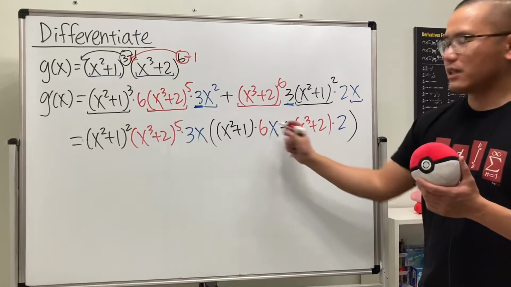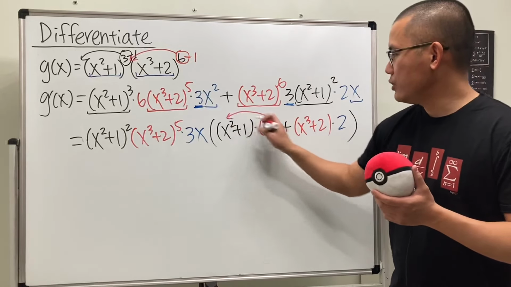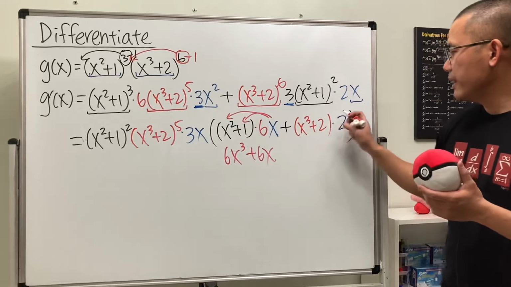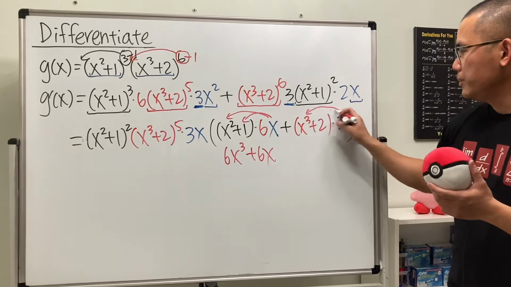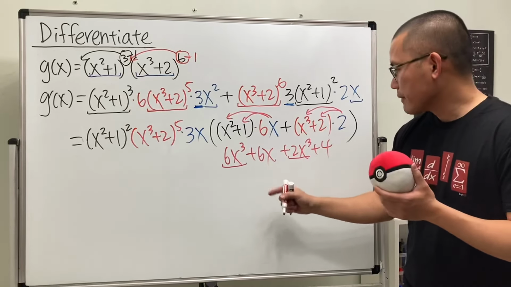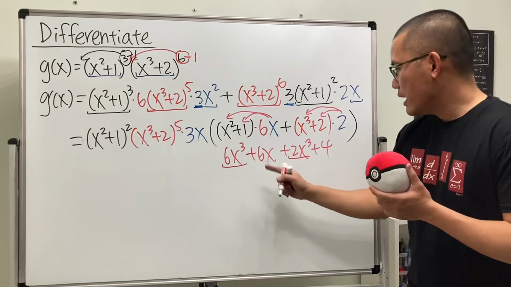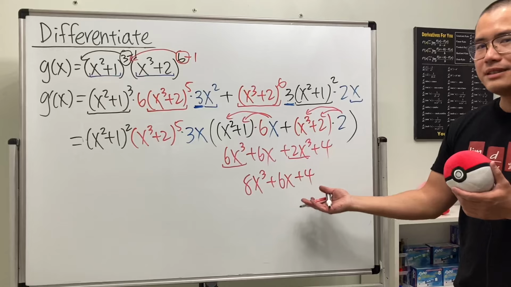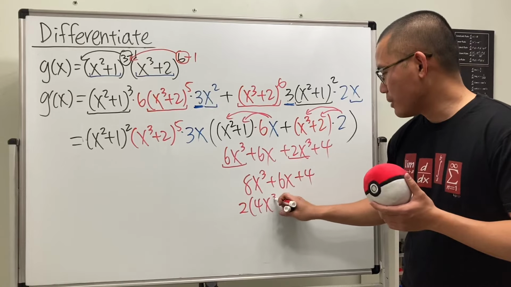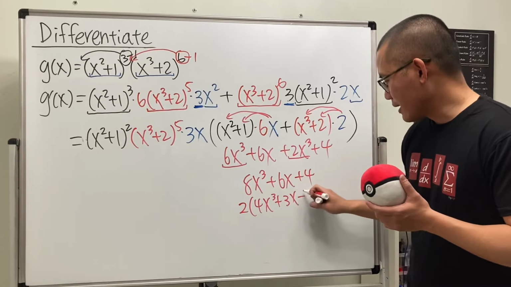And perhaps we'll just clean this part. So I will take this and distribute. We will get 6x to the third power plus 6x. And then take this and distribute. We get plus 2x to the third power and plus 4. Combine this and that. And everybody here is in the parentheses, right? So we'll combine. And we will end up with 8x to the third power plus 6x plus 4. Everything has a factor 2. So perhaps I'll factor that out as well. So we have 2 parentheses 4x to the third power plus 3x plus 2.